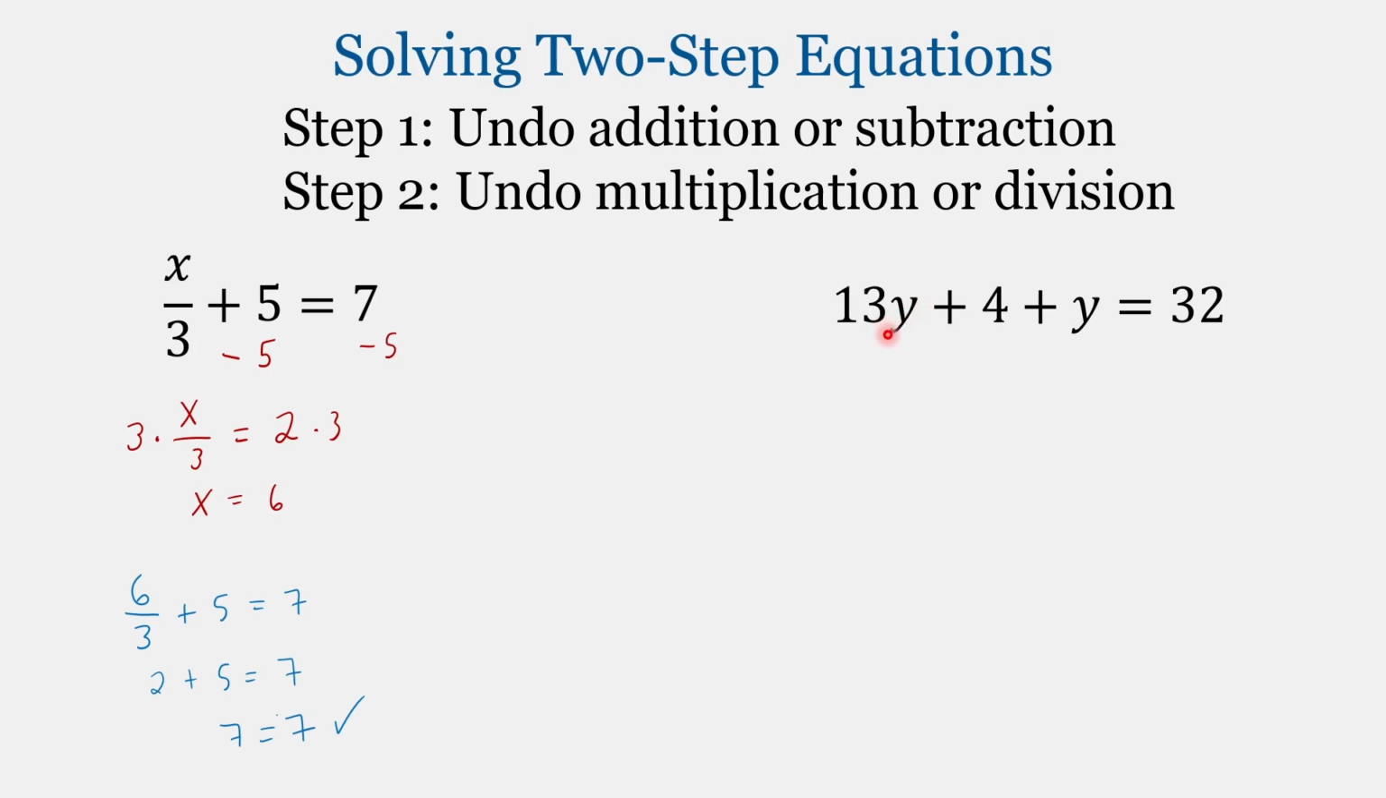For the second problem, we have 13y plus 4 plus y is equal to 32. Now first we want to simplify down both sides of the equal sign separately. So we're going to look at this left side. Are there any like terms that can be combined? Any arithmetic that can be done? Yes, we can combine 13y plus y. Those are like terms. So 13y plus y, that's 14y, plus 4 equal to, and then there's nothing on the right side that can be done. So this is 32.